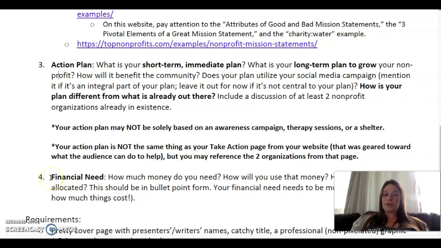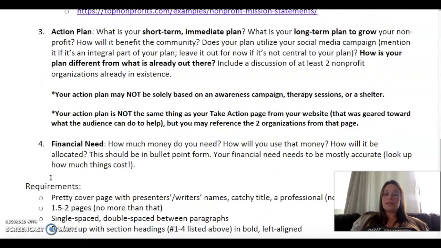Number 4 is your financial need, all right? This is where you guys are gonna have to maybe do a little bit of research, okay? How much money do you need in order to accomplish your short-term plan? Okay. You can also include financial need for growing your company into the long-term plan, but focus in particular on the short term. All right. Whatever your plan is going to require, you need to actually look up what does this realistically cost, okay, and then actually itemize that.